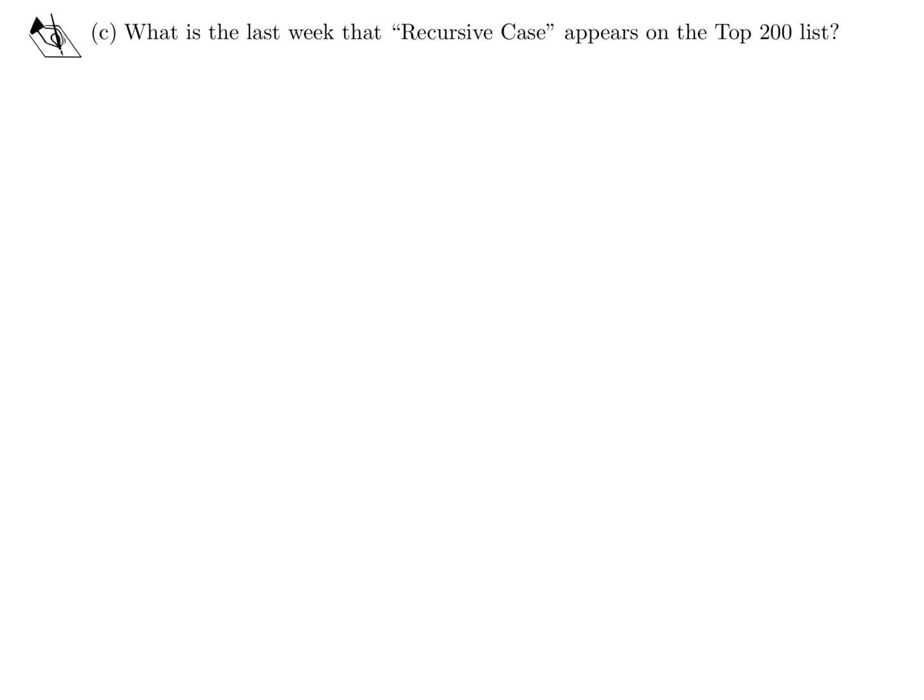What is the last week that recursive case appears in the top 200? Okay, so recall that the position is calculated by this formula, and we want it to be in the top 200. So we want this position to be less than or equal to 200, because if it's greater than 200, then it's no longer in the top 200. Like if it was 201, then it's no longer listed in that top 200 list. Okay, so let's just work with that.